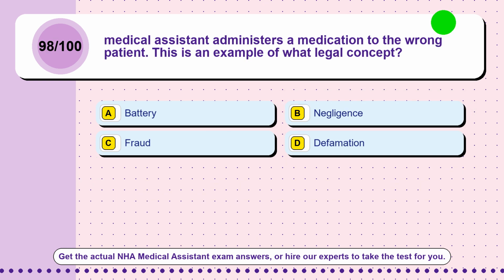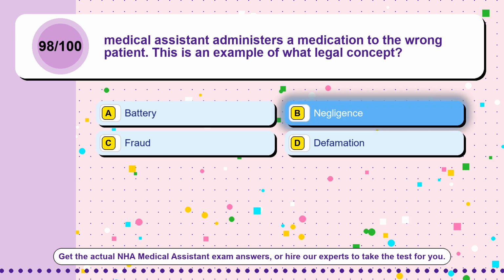Question 98. Which of the following terms describes the process of converting a medication from its original form into an inactivated state that can be eliminated by the body? Option A, absorption. Option B, distribution. Option C, metabolism. Option D, excretion. The correct answer is option C.